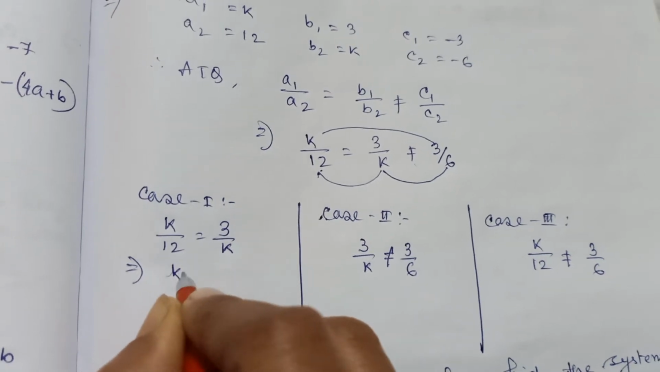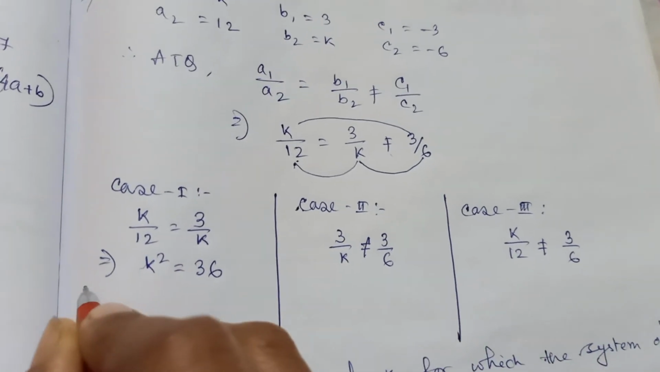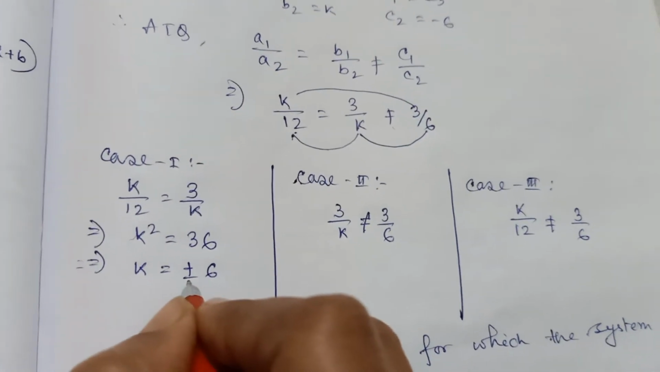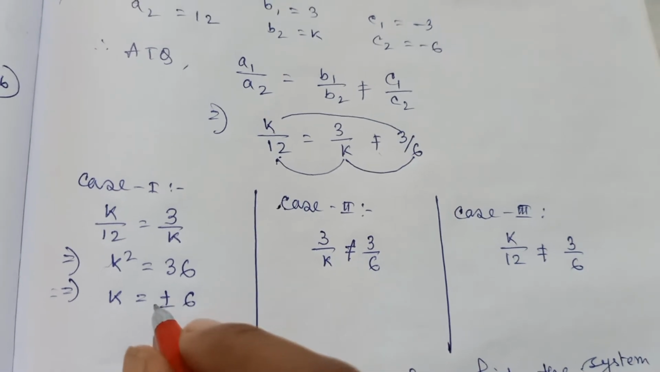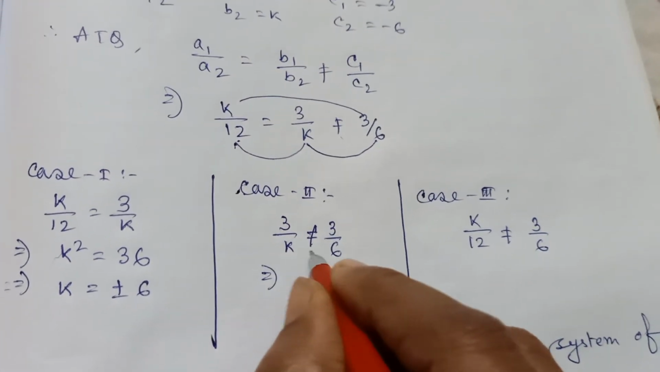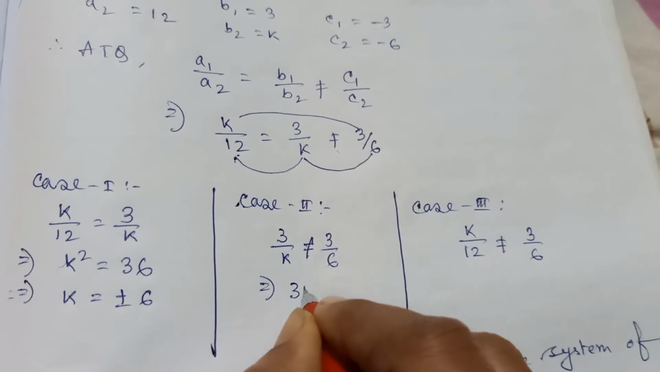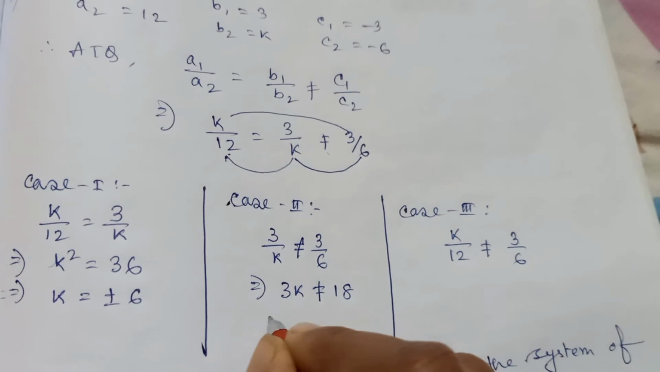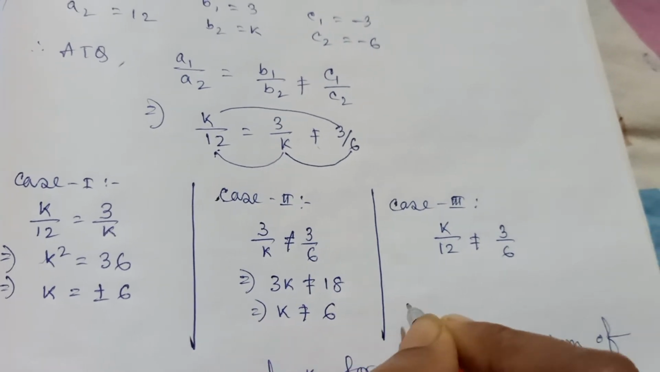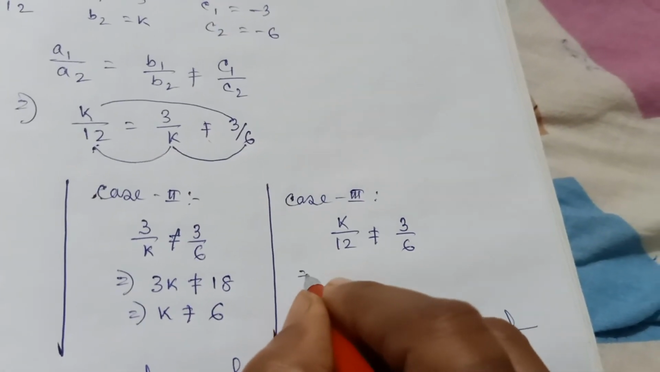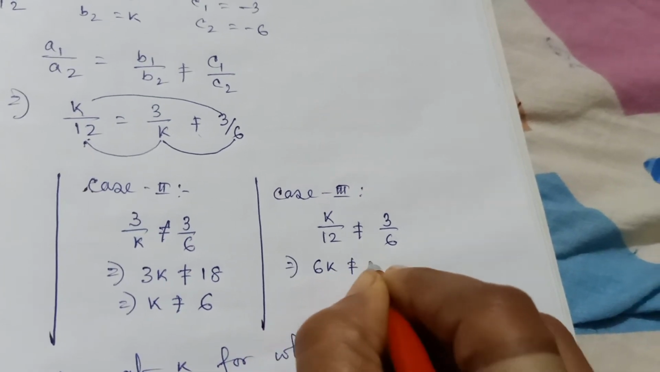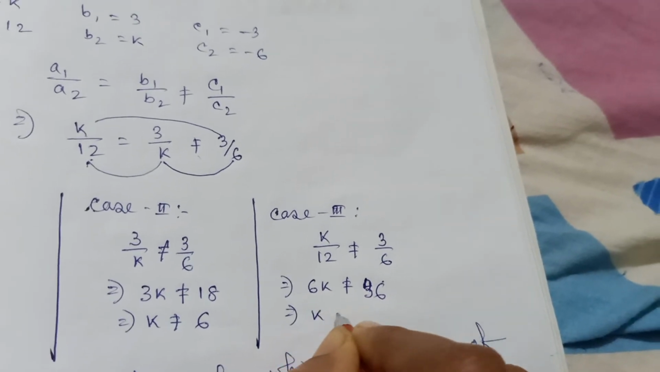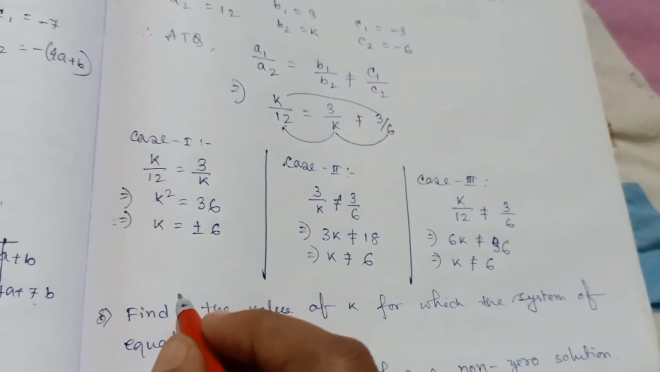So we are getting from here K square equals to 36. That means K equals to plus minus 6. Take the plus minus sign always. K equals to plus minus 6. From this we are getting, by normal calculation, 3K not equals to 18. That means K not equals to 6. And from this 6K not equals to 36. That means K not equals to 6 again.